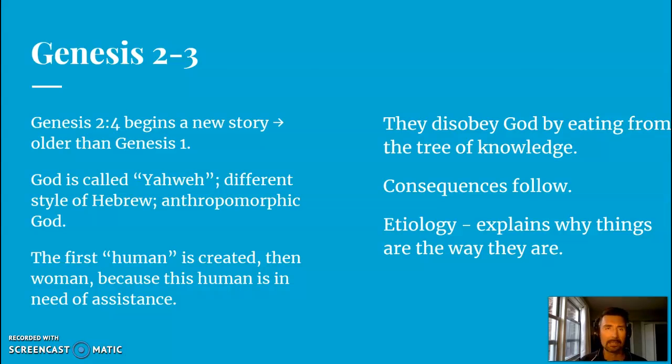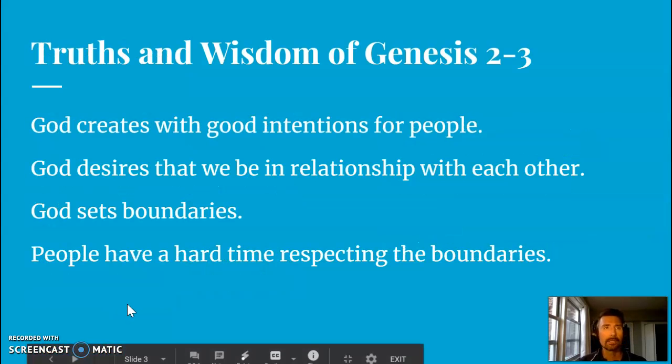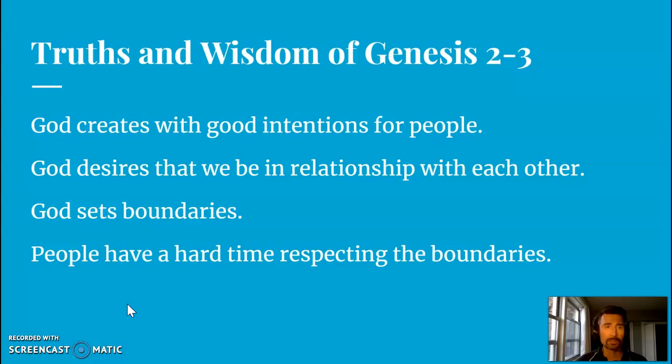It's called an etiology. And the truths that we can take away from Genesis 2 and 3: God creates with good intentions for people. God desires that we be in relationship with each other. And God sets boundaries. God knows what is best and is trying to teach us that way. Human beings make a choice to do it their own way. People have a hard time respecting those boundaries.